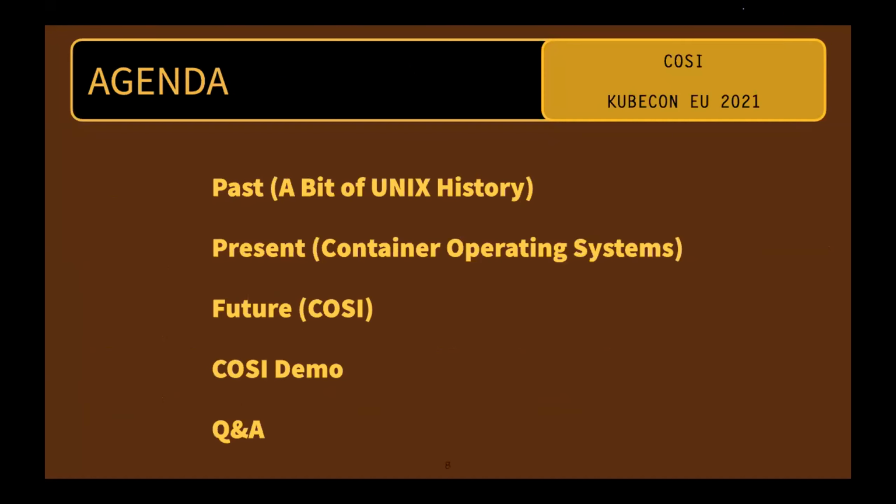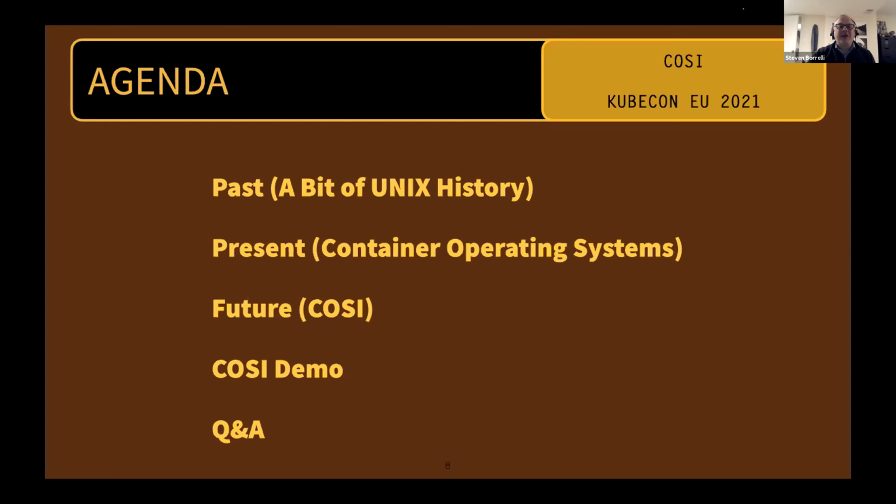Great, thanks. So for the rest of the talk, we're going to talk a little bit about Unix history. Then we'll talk about modern container operating systems. You might have heard of CoreOS. Hopefully after this, you'll be super interested in Talos because I think it's an awesome operating system. Also Bottlerocket and Flatcar. And then we're going to talk about COSI. I don't know if we'll be able to do a demo, Andrew, but I have it ready to go. So if we do have the time, I can show something.